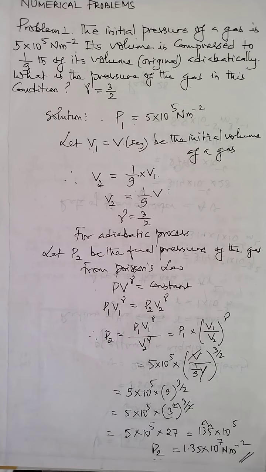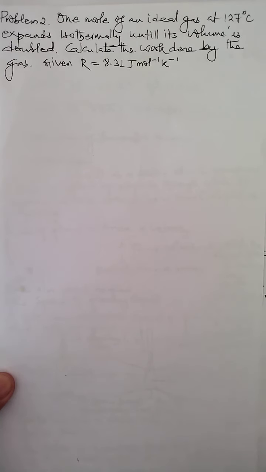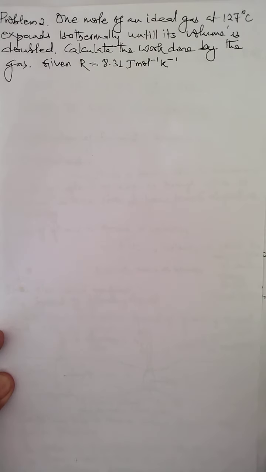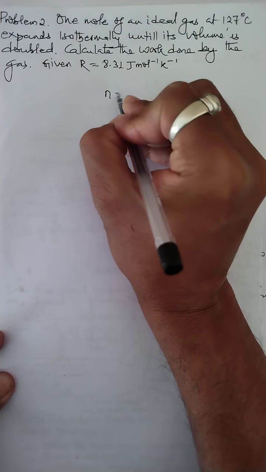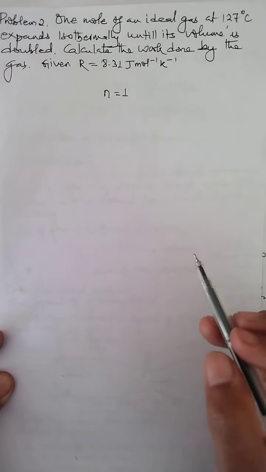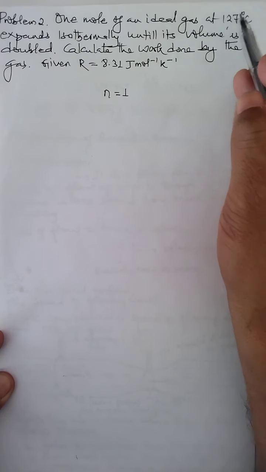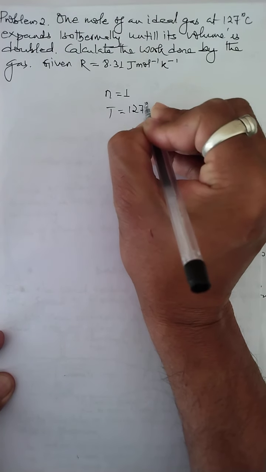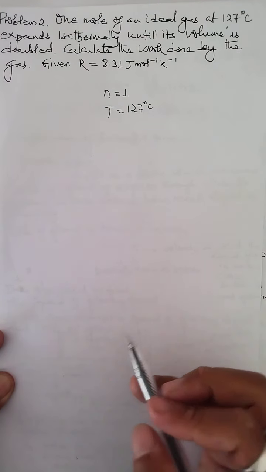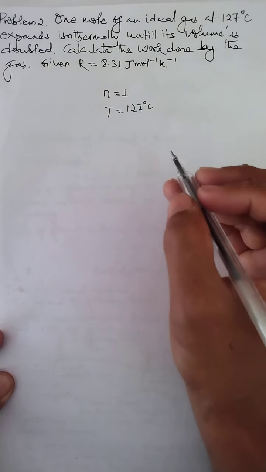Now we solve the next problem, problem number 2. And children, problem number 2 is based on the isothermal process, in which we calculate the work done by the gas under the isothermal process. Problem number 2 says that 1 mole of an ideal gas. So n is the number of moles, that is 1. So this is for 1 mole of ideal gas at 127 degrees Celsius. Under isothermal process the temperature remains constant.